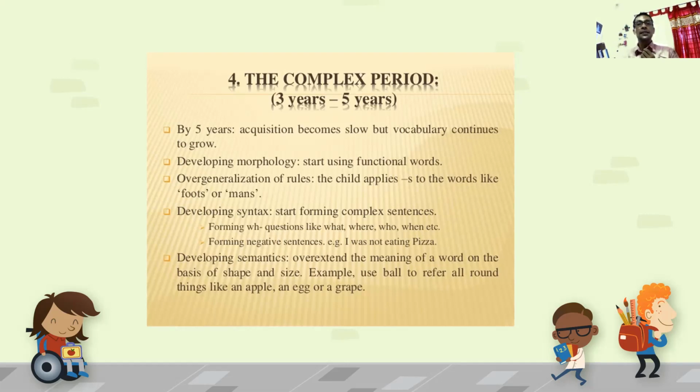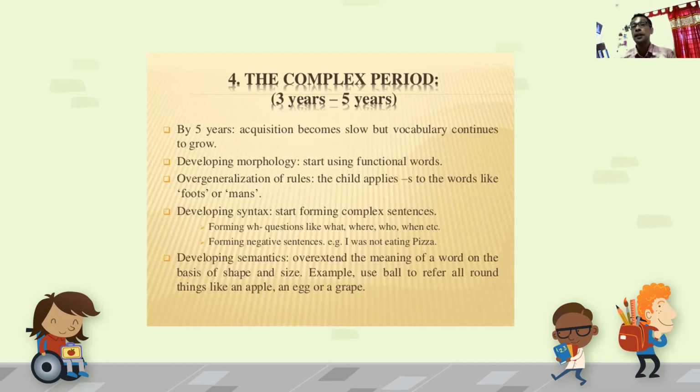Developing semantics, they overextend the meaning of a word on the basis of shape and size. For example, using "ball" to refer to all round things like an apple, an egg, or a grape, or any object they find quite easy to say or quite easy to get at their hands, something like this. So this is also a very important stage, almost the last stage of child language development.